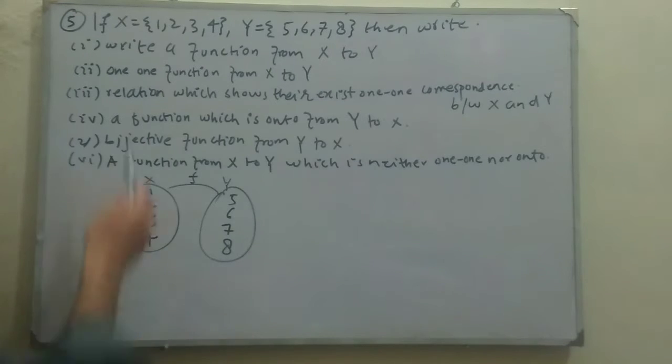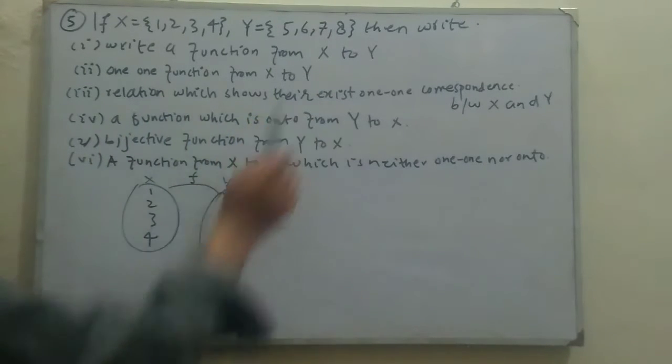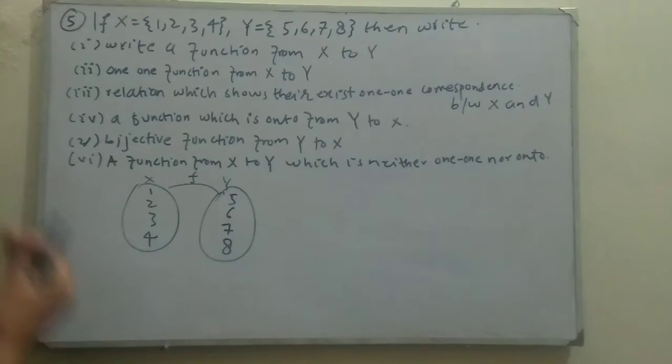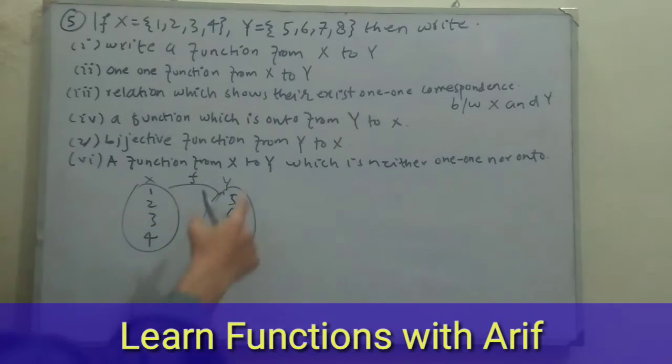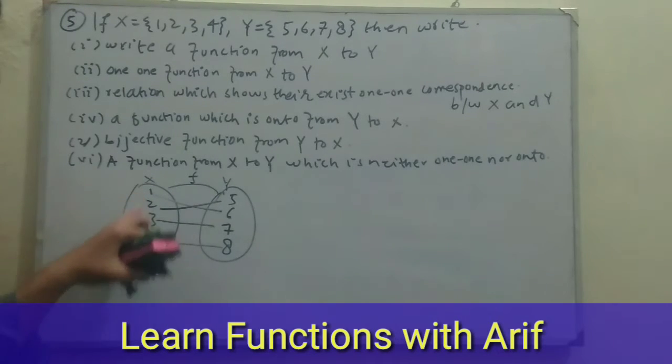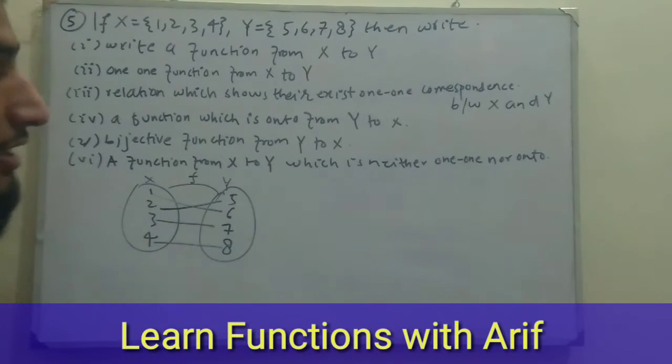Second part tells that write one-one function from x to y. So in a one-one function, each and every element of the domain will be mapped with a unique element of the range. So let's suppose 1 is mapped with 6, 2 is mapped with 5, 3 is mapped with 7 and 4 is mapped with 8. So one-one functions are those functions in which each and every element of the domain will be mapped with a unique element of the range.